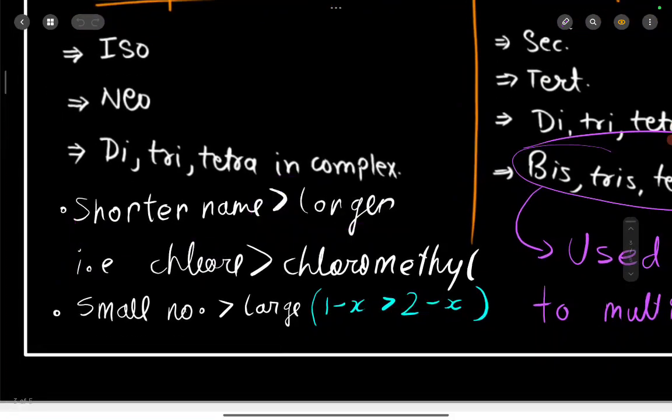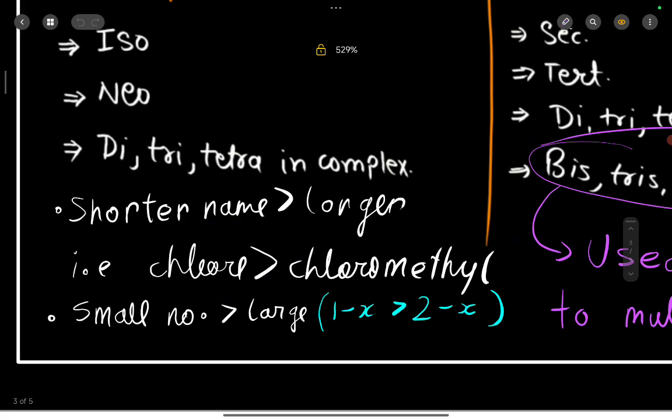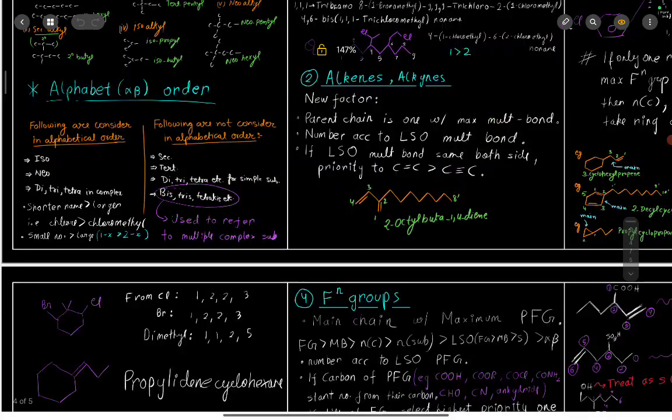And say a shorter name is a better priority than a longer name. For example, if there are two substituents, one of them is chloro and another is chloromethyl. So chloro will take the priority because it's shorter. And if their small number is greater than large number, for example, say one substituent is 1 chloroethyl and other is 2 chloroethyl. So 1 chloroethyl is going to take the preference. Okay.